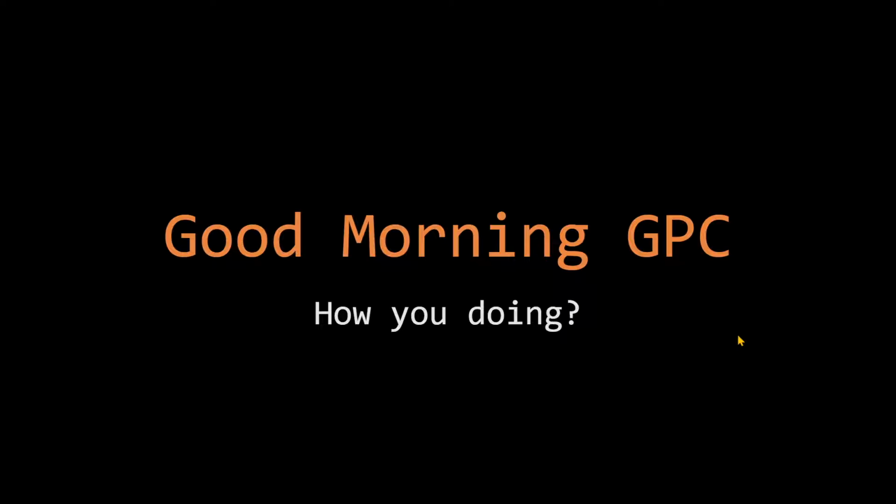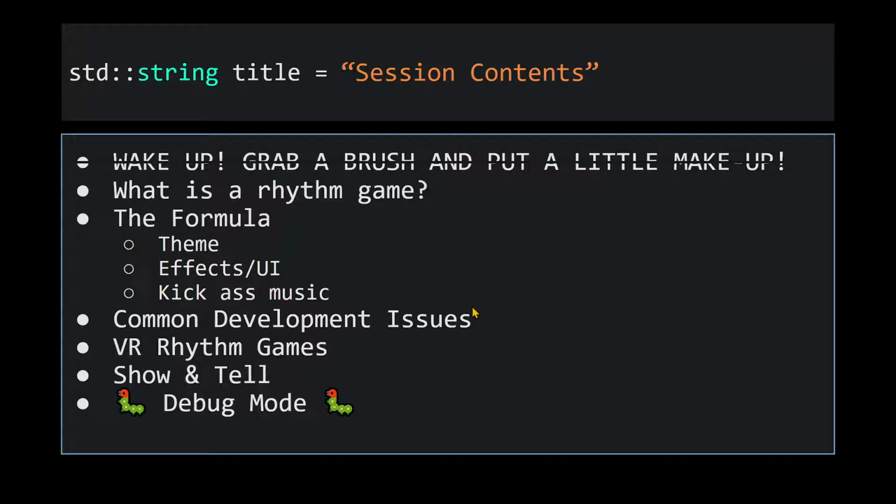Alright, let's just go into some stuff. This is going to be the layout for today's session. We're going to talk about what is a rhythm game, the formula that makes any rhythm game awesome, some common development issues, and some VR stuff as well, and just some show and tell at the end to see what you guys have. So, yeah, let's get into it.